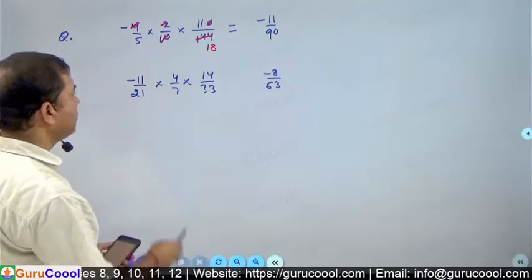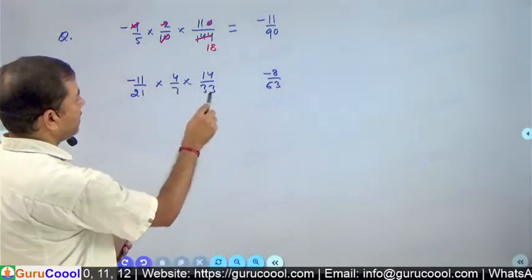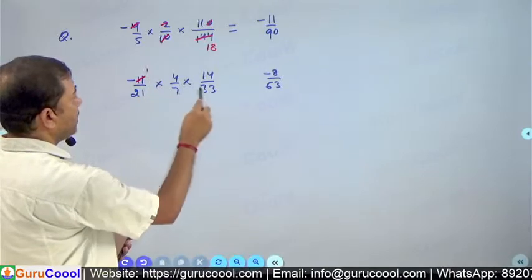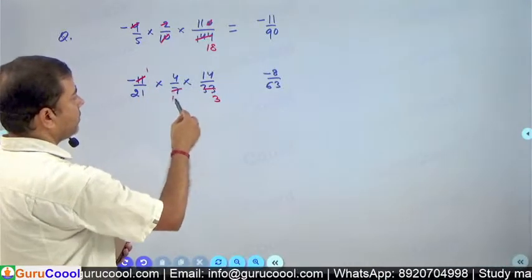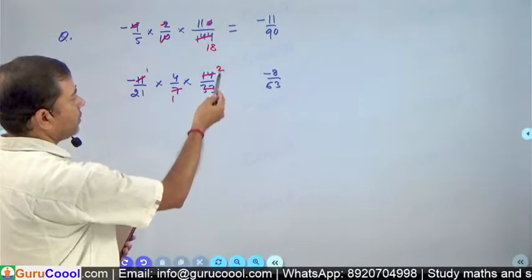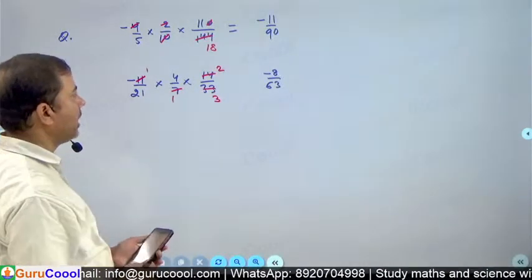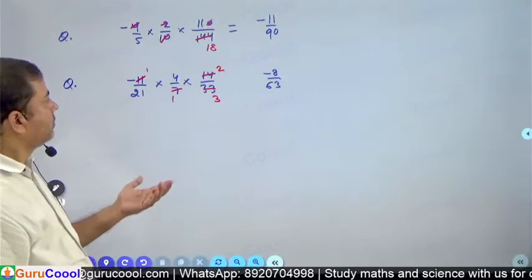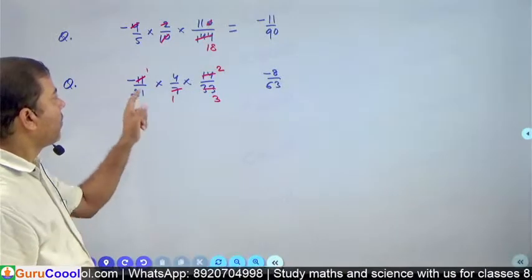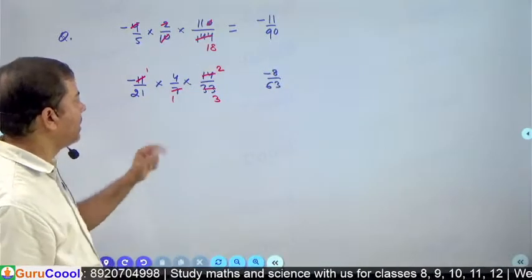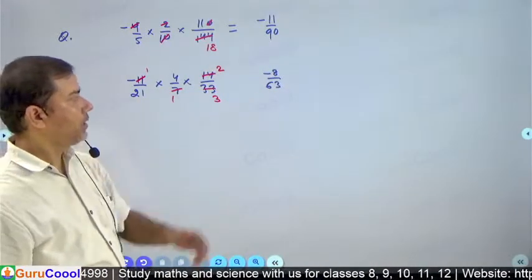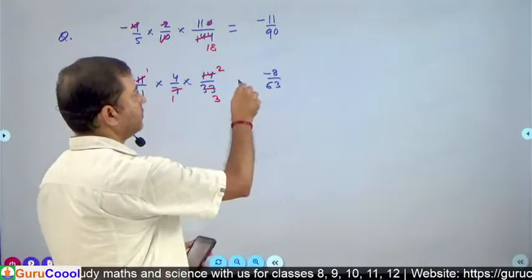And how so? First of all, 11 and 33 cancel. 11 1s are 11, 11 3s are 33. And then 7 and 14 cancel. 7 1s are 7, 7 2s are 14. So this became 2 by 3, and nothing is getting cancelled now. So minus in the numerator and 4 times 2 is 8. So minus 8 in the numerator, 21 3s are 63. Done.